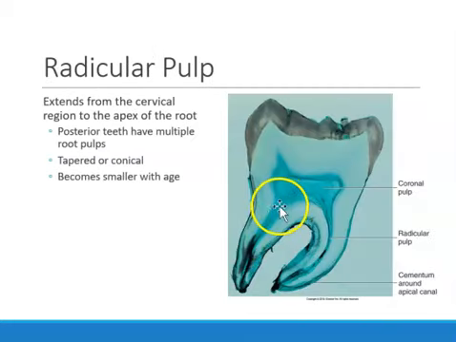Okay, let's look at the radicular pulp. The radicular pulp is, remember, the pulp that's near the roots. You can see that it is tapered or conical, so it kind of tapers off like this. It gets very thin, and just like the coronal pulp, it becomes smaller with age. The pulp gets smaller and smaller as we age.